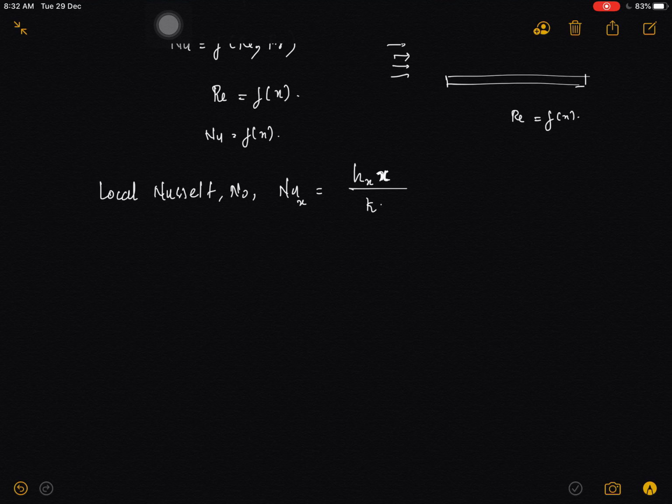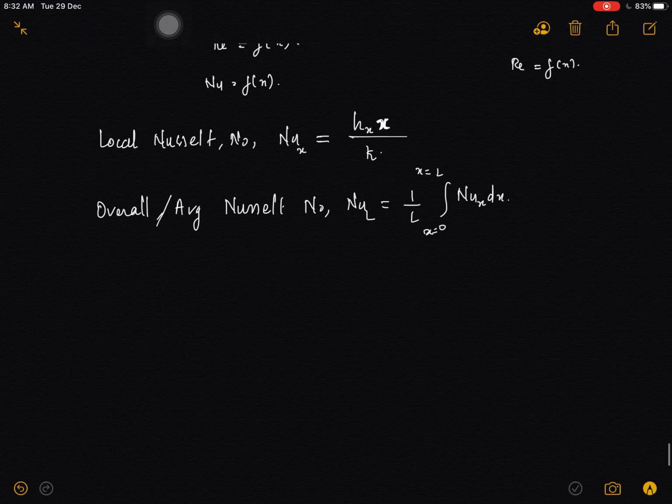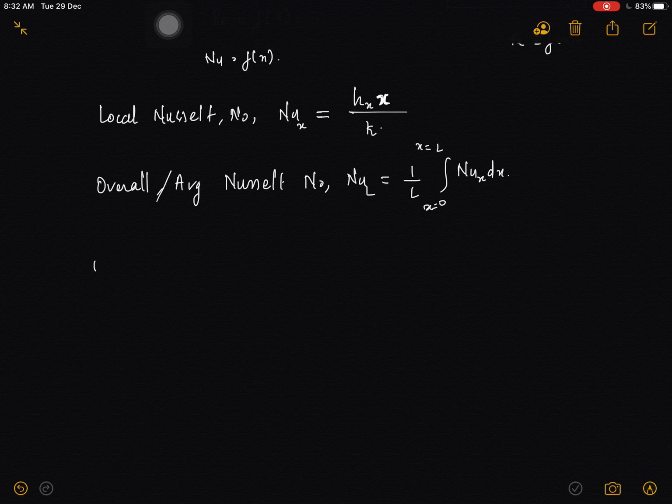So this x is the distance from the leading edge to the point where we are considering the value for the Nusselt number, and for the entire plate, we define another term called the overall or average Nusselt number. Average Nusselt number, that is Nu bar or NuL, will be equal to 1 by L integral x equal to 0 to L Nux into dx.